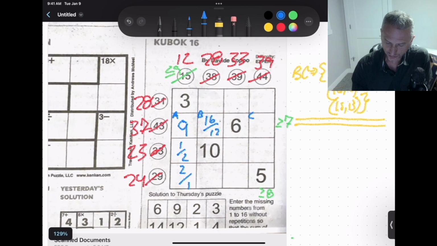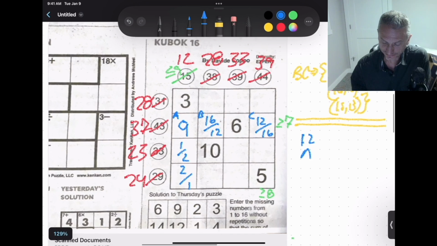16, 12, and 12, 16. 16 from 28 is 12. Now, do I run into the same issue here? I don't think so because I don't have the 4. So now I have 12. I don't have 7, 5 still, of course, but I'm going to put it there just so I know.